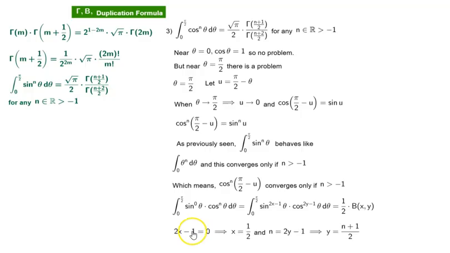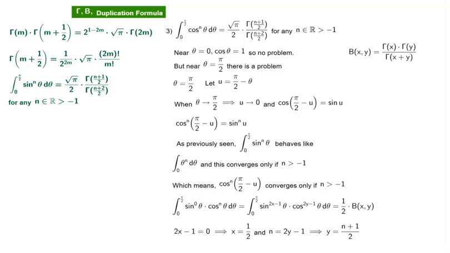So now here what is happening? 2x minus 1 is equal to 0 and 2y minus 1 is equal to n, which means x is equal to 1 by 2 and y is equal to n plus 1 by 2. Now, we also know that beta of x comma y is equal to gamma of x times gamma of y by gamma of x plus y.